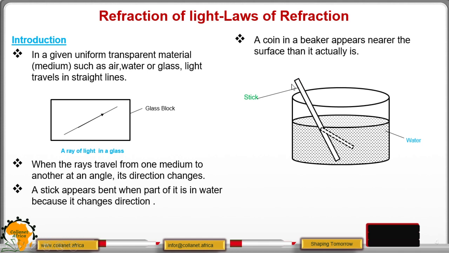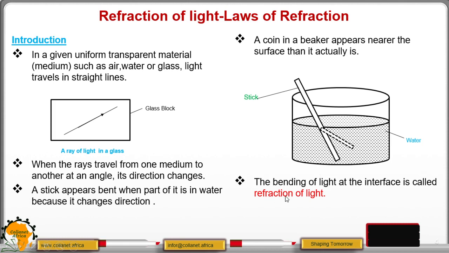You have a stick that is having part of it in air and part of it in water. At the boundary of air and water, the stick will appear bent. Now, the bending of light as it passes from one medium to the other is what we call refraction of light. When we talk of interface, we are referring to this boundary where there is change in media. In our case here, we have air and water. So this is our interface where we have the bending of light.